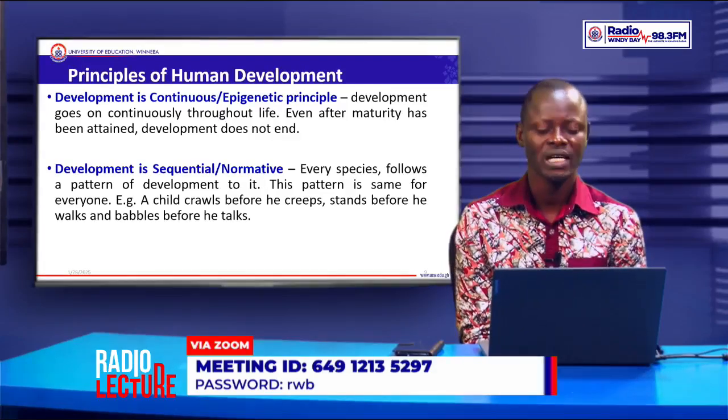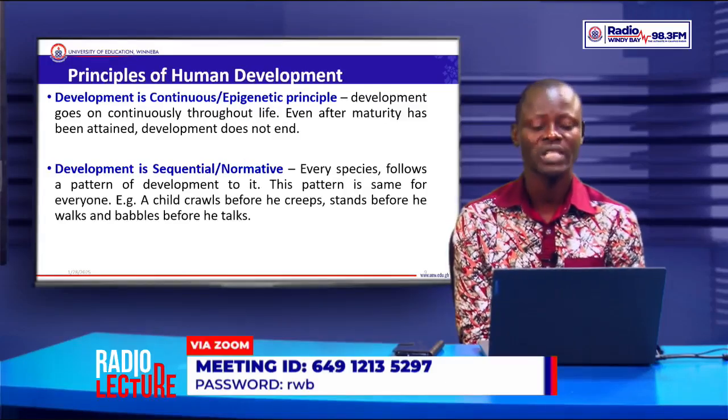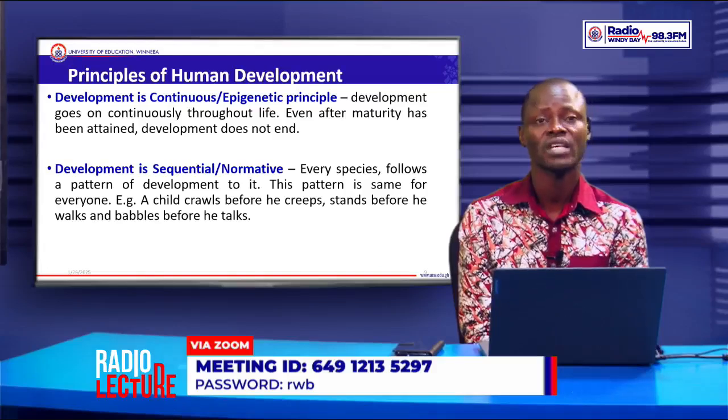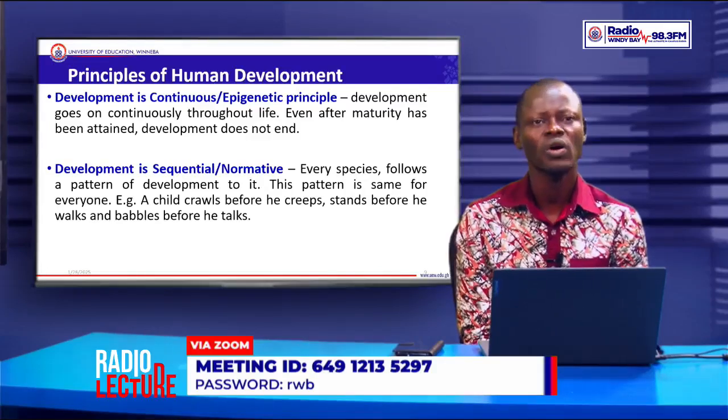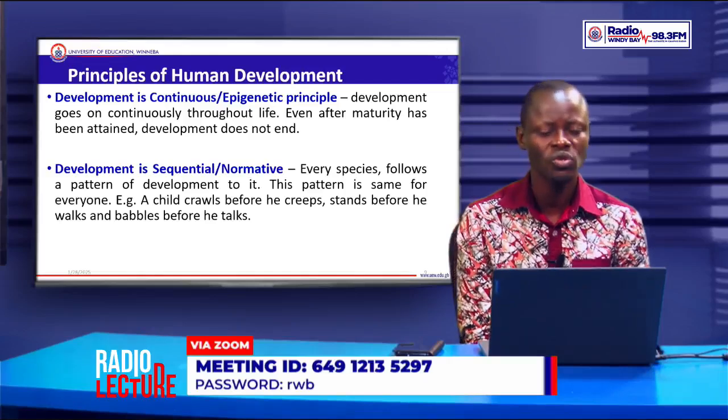For instance, a child will have to first of all creep. This same child will have to first of all stand. The child will have to walk before the child babbles and before the child finally talks. So all this occurs in the individual. It doesn't matter who you are, you have to go through the same procedure.